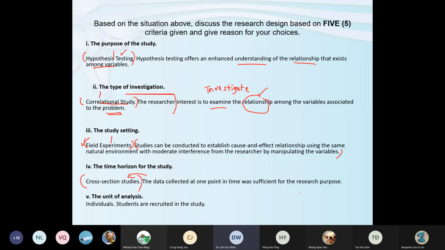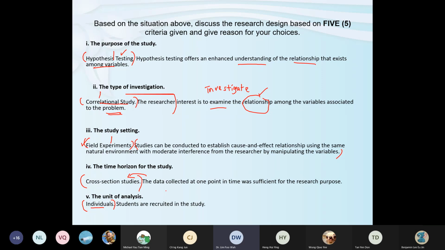Full stop. The last one, what is the unit of analysis? Individual. You're going to investigate the student, individual. Okay, all the individuals. So you will write individual. Okay, student. Who is the individual? Students are recruited in the study. Means students will act as respondents for this study. Full stop.